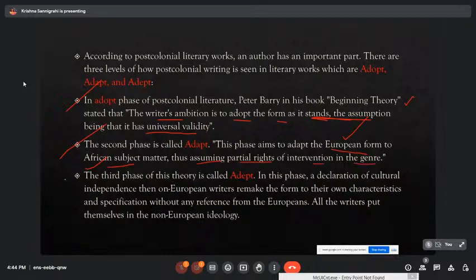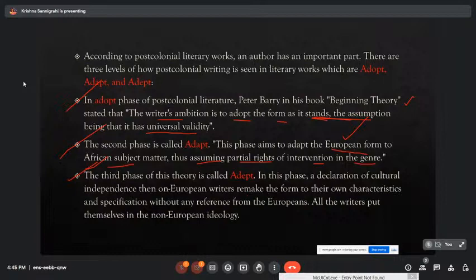The third phase of this theory is the adapt phase. In this phase, there is a declaration of cultural independence. Then non-European writers remake the form to their own characteristics and specification without any reference from the Europeans. So all the writers put themselves in the non-European ideology. So now let us try and understand the growth which is happening in the process of developing the style of a post-colonial writer.